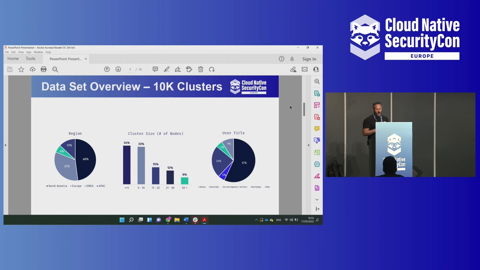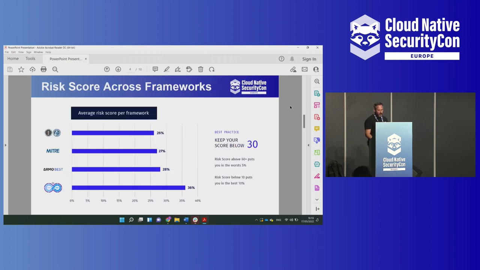24% of the users are security engineers, security architects, security people who are hands-on and in the material. And 5% are DevSecOps, which is something that we see, of course, more and more.